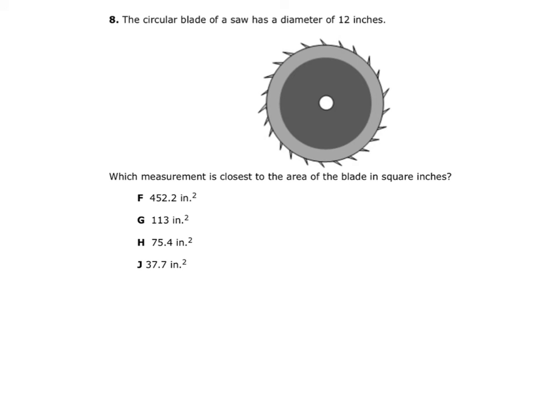Number 8 says the circular blade of a saw has a diameter of 12 inches. Which measurement is closest to the area, so area again, of the blade in square inches? So we have to find, again, the area. So A equals pi r squared. It says our diameter is 12. So all the way across is 12. Meaning halfway across, which is our radius, is 6. So we are going to do 3.14 times 6 times 6. Because that radius squared is radius times radius.